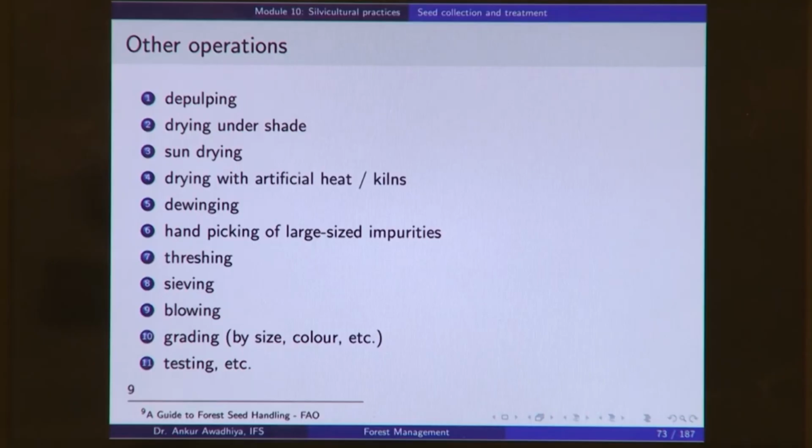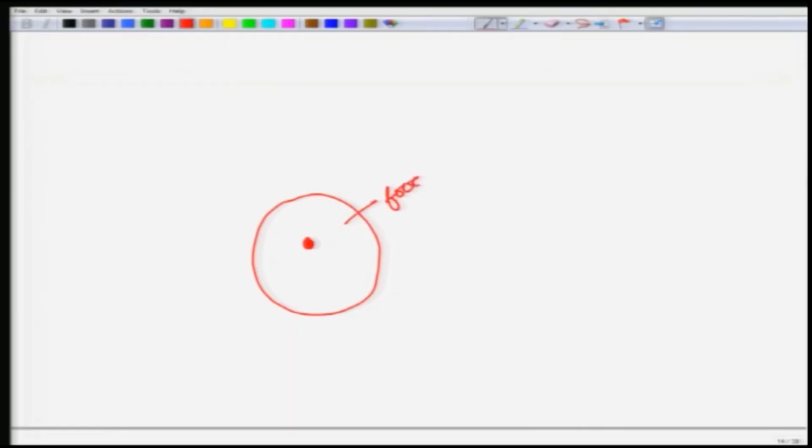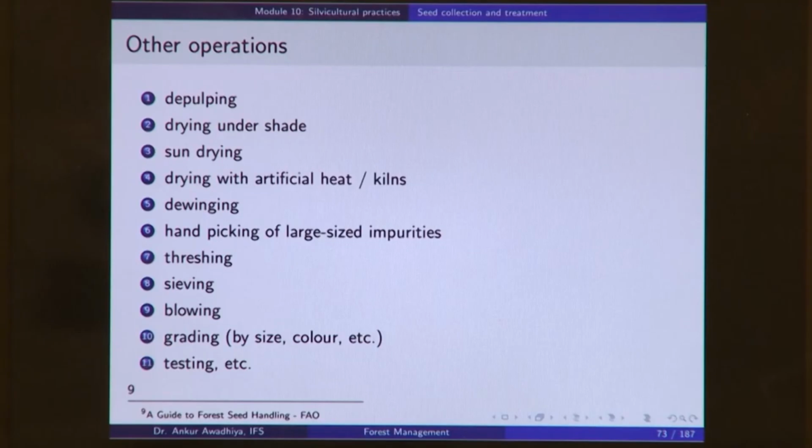Because if you consider a seed that is surrounded by this fruit, there is a very good incentive for animals or insects or pathogens to raid this seed, and they will start to eat up the food material that is surrounding the seed, but this may also impact the seed itself. So, you want to get rid of this food material as soon as possible. So, there is this depulping operation that is done, in which the pulp is removed.